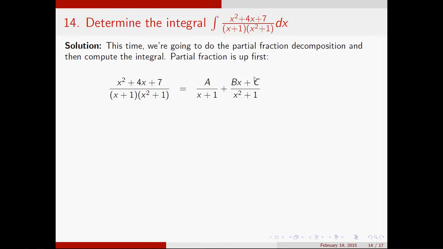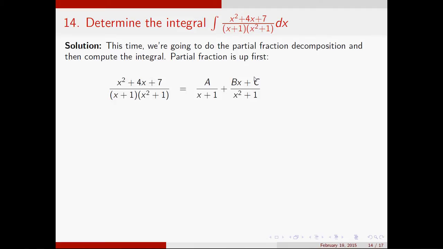Let's take a look at 14. If you downloaded the initial PDF that I posted on WebAssign with these problems, you might have x to the third up in the top. I changed it because I wanted to make sure this one worked with partial fractions. So I changed it to be x squared plus 4x plus 7 over x plus 1 times x squared plus 1. We're going to use partial fraction decomposition to evaluate this function.